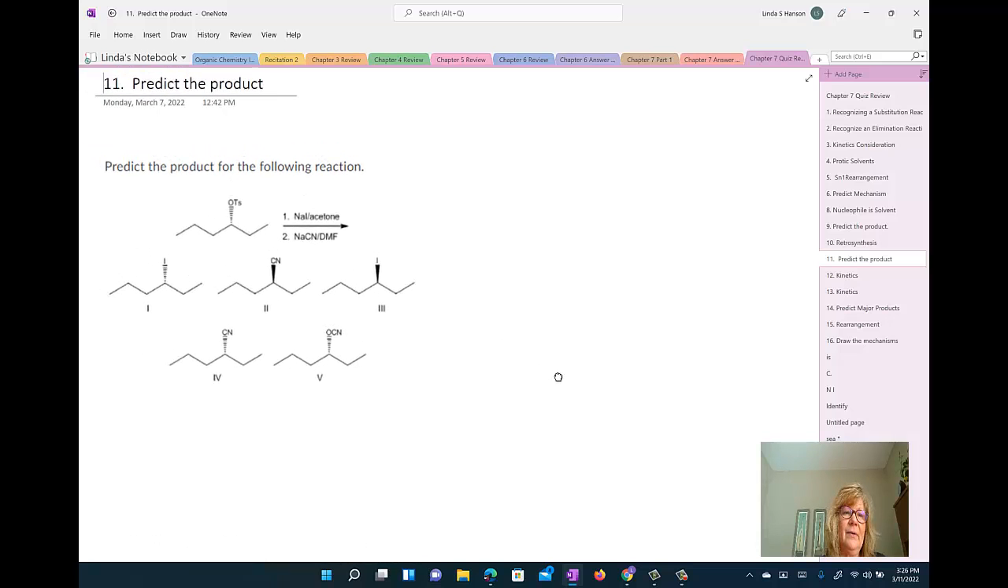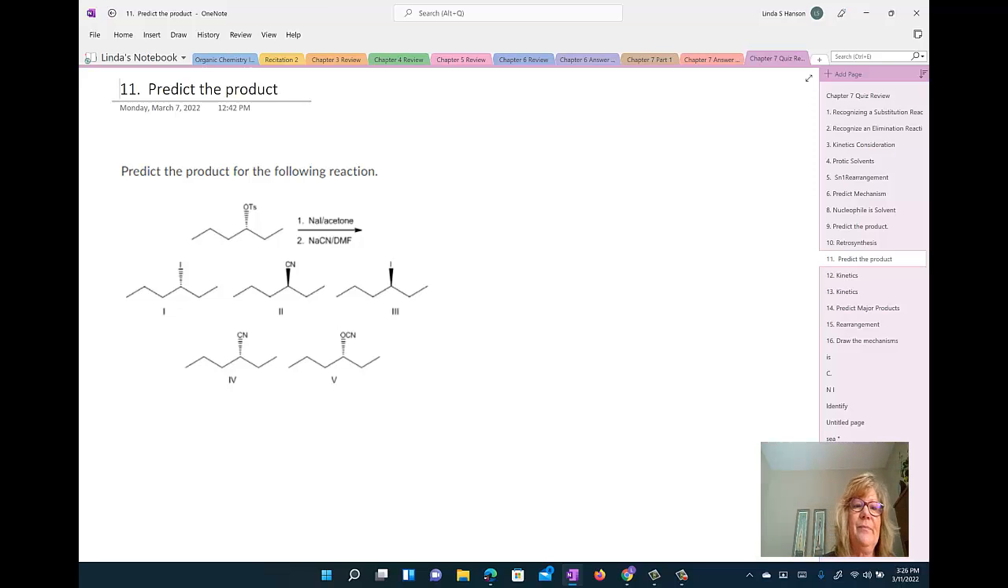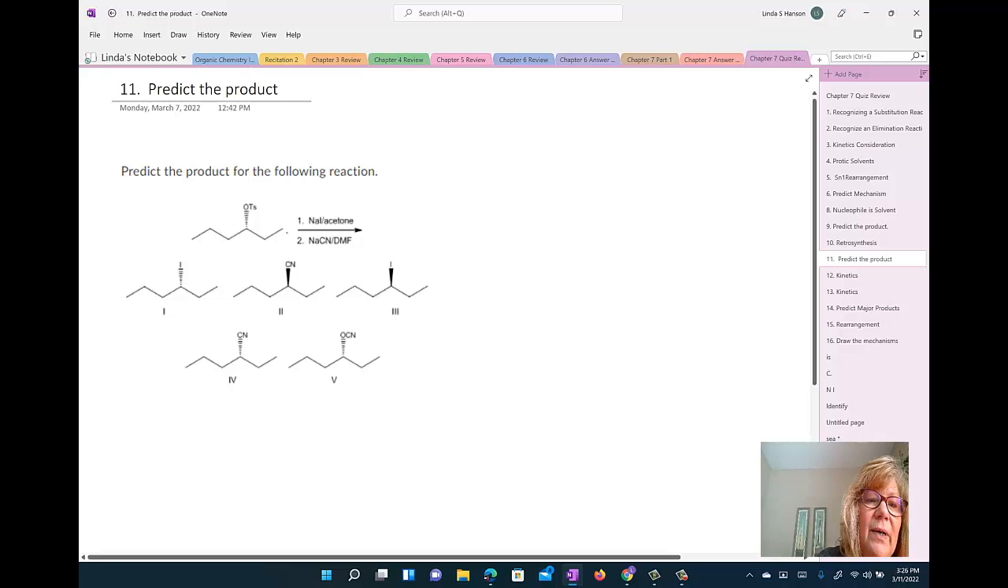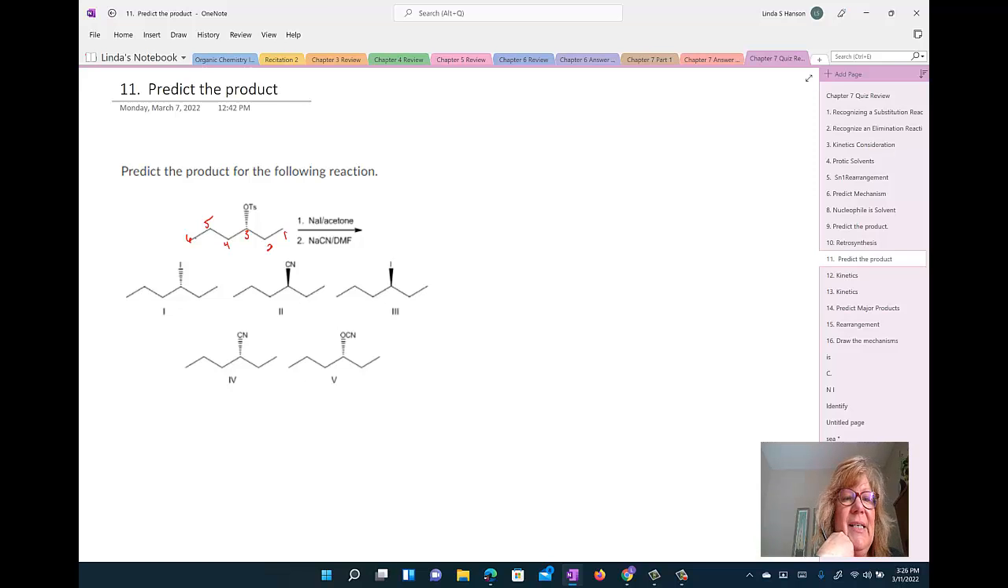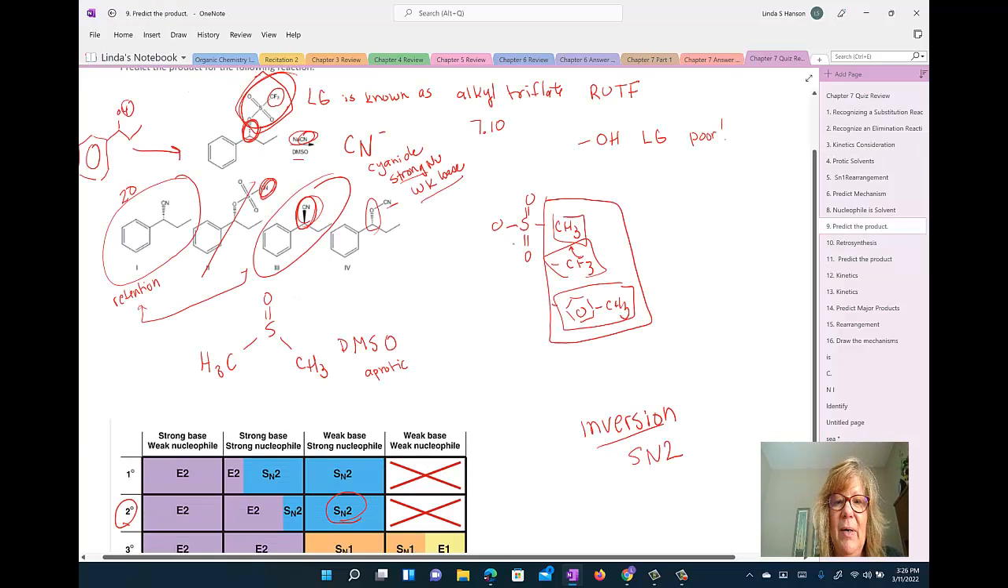I'll do another. Here's a quiz question that asks us to predict the product for the following reaction. I have 1, 2, 3, 4, 5, 6 carbons in a chain, and at carbon number 3, we have a tosylated alcohol, OTs. Those were all of those sulfurs that I had talked about. The oxygen has this leaving group on it that makes it very stable.